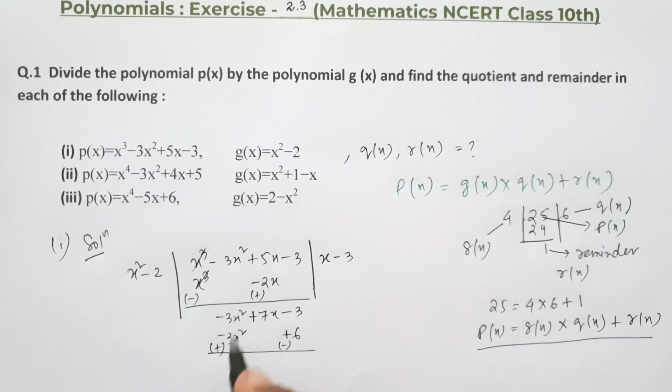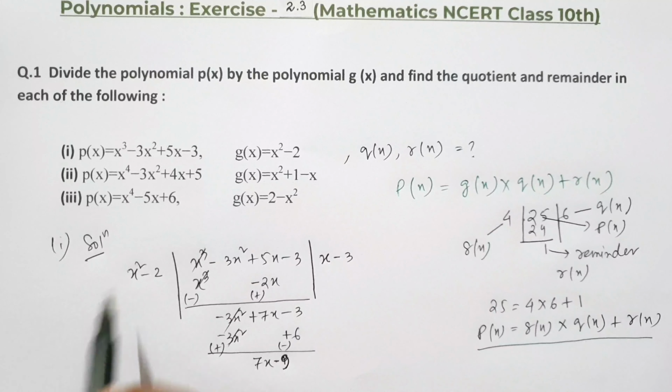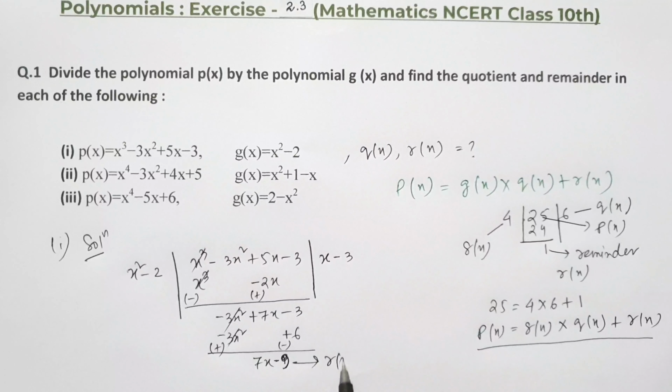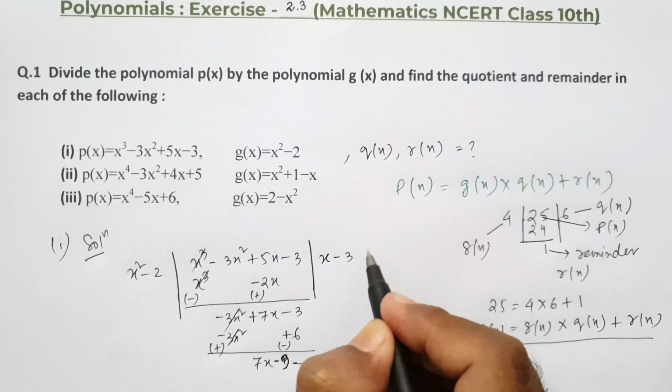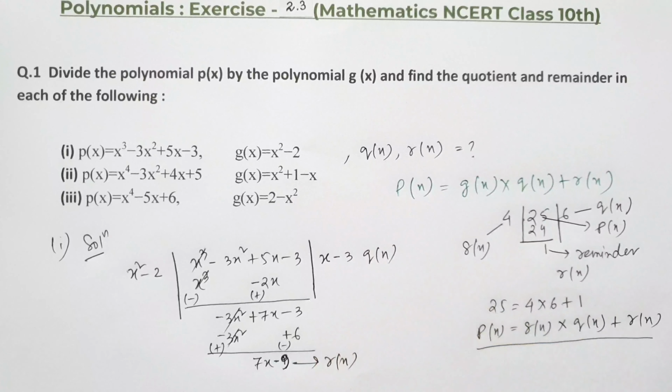Now minus 3x square plus 3x square, we can cancel it. 7x remains the same. This minus 3 minus 6, that is minus minus plus, 6 plus 3 is 9 and the symbol is minus. That is 7x minus 9. So ultimately we cannot divide 7x minus 9 by x square minus 2, because the divisor is bigger. Here the highest power is 2 and there it is 1. So we cannot divide 7x by x square. So this is our remainder and this is the quotient.